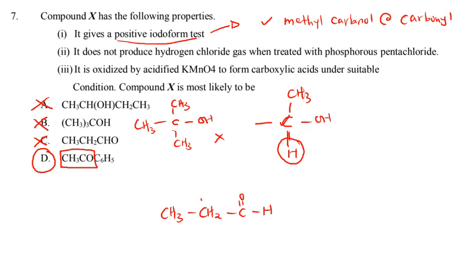It does not produce hydrogen chloride gas when treated with phosphorus pentachloride. So this PCl5 will react with the alcohol. In here, this one is not an alcohol, so definitely there is no reaction. So the answer is D.